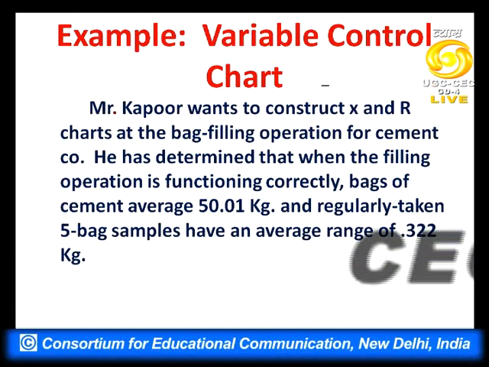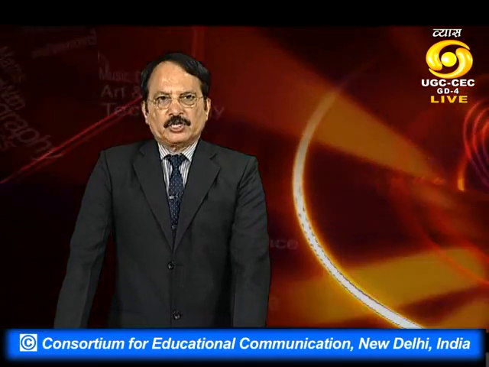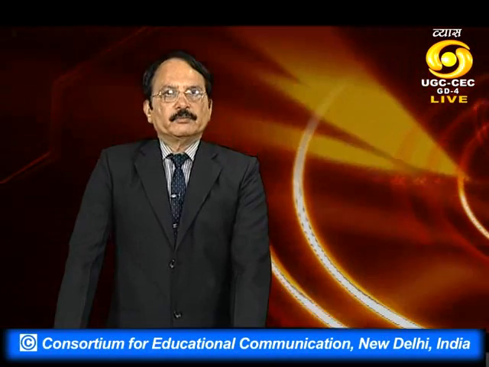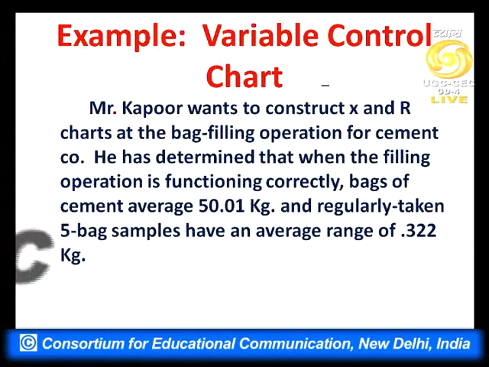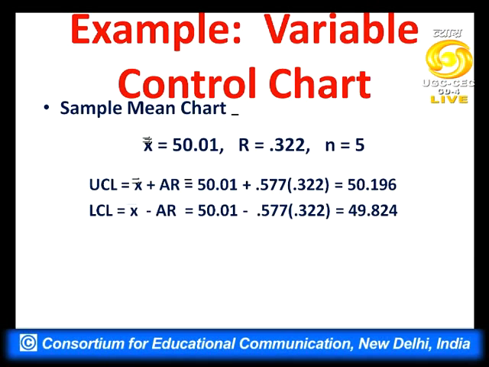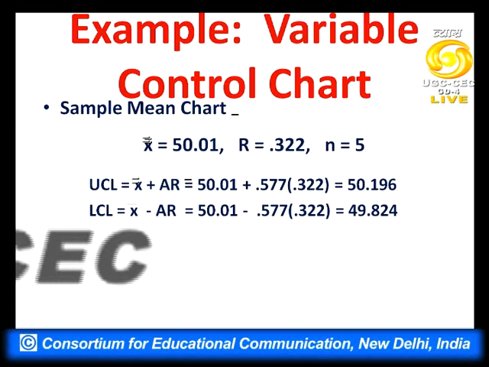Variable control chart, an example. Say Mr. Kapoor wants to construct X bar and R bar charts at the bag filling operation for a cement company. He has determined that when the filling operation is functioning correctly, bags of cement average 50.01 kg and regularly taken 5 bag samples have an average range of 0.322 kg. Range is also given and the mean is also given, and we have to construct the control chart. X double bar is 50.01, range is 0.322 and the sample size n is 5.